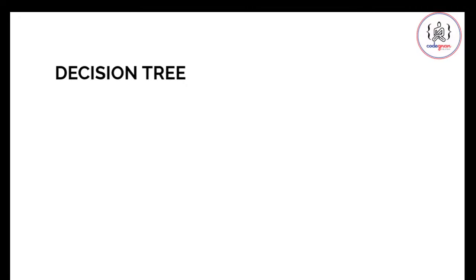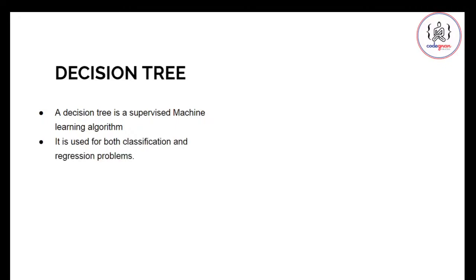So what is a decision tree? A decision tree is a supervised machine learning algorithm. We know the labels of our classes. It is used for both classification as well as regression problems, whether we have numeric values to predict or categorical values to predict. It can be used for both.